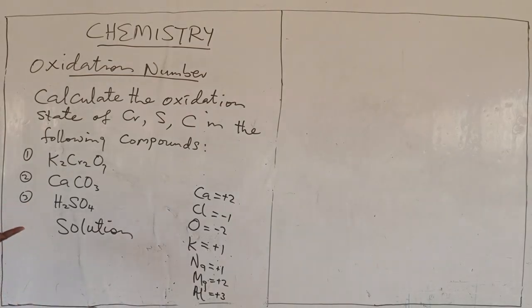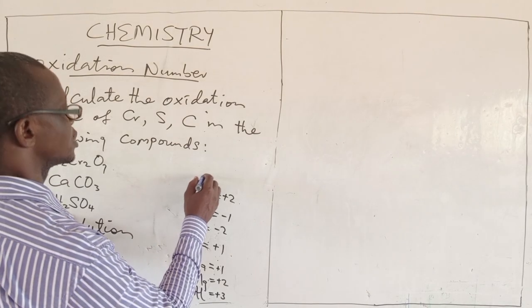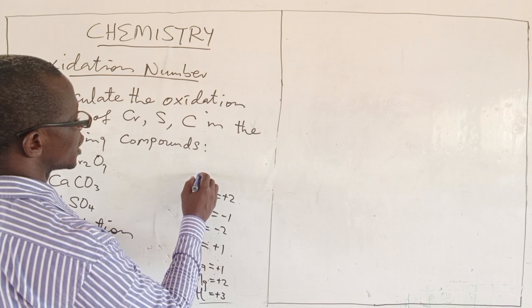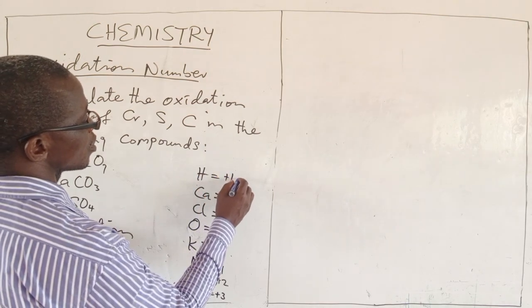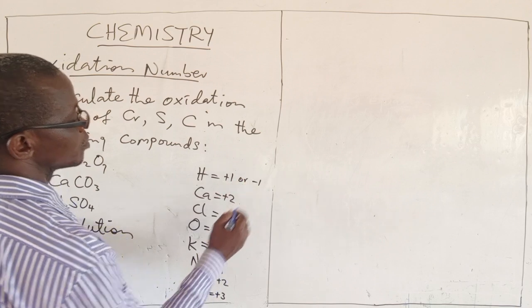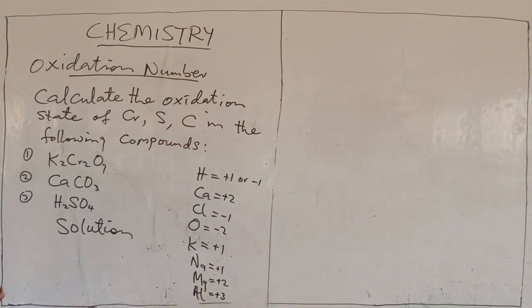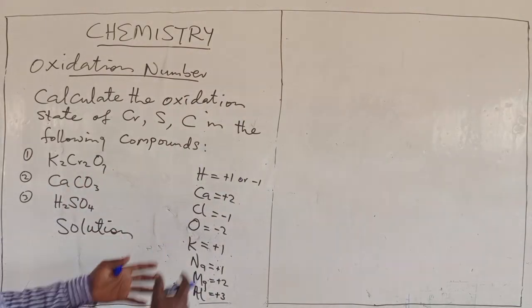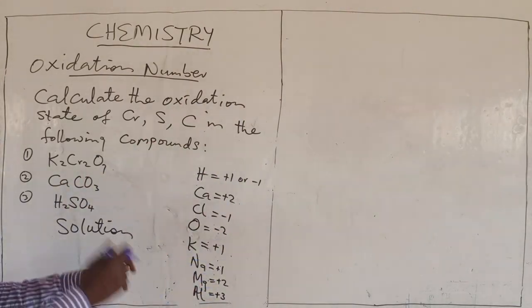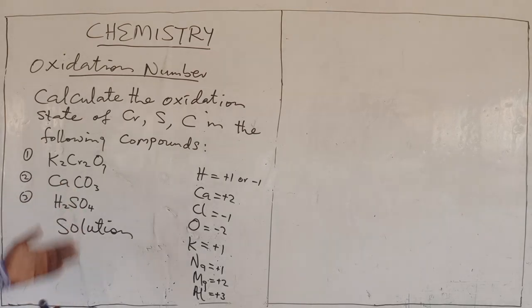It depends on the compound you find hydrogen. Sometimes it can be like hydrogen can be +1 or -1, depending on the compound. So, like in this case, it is going to be +1. So I have given you what you should know. Know these. So when you note all of these, by the time they ask you to calculate the oxidation number of anything, it will be very simple for you.